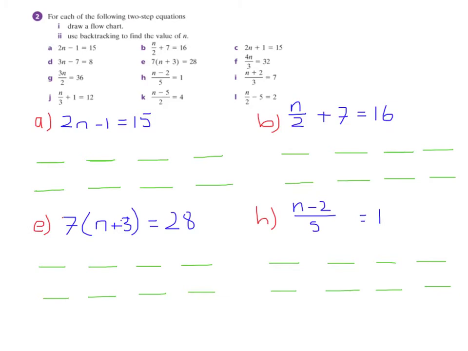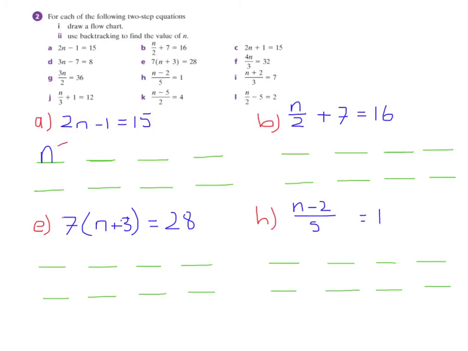Okay, let's look at question 2. It says, for each of the following, a 2-step equation, draw a flow chart, use backtracking. So if we have a look at this one, 2n minus 1 equals 15. So 2-step means we've got an extra step. So instead of having 3 boxes or lines, we've got 4. So let's have a think. We did our n. What's our first step here? Our first step here is times 2.